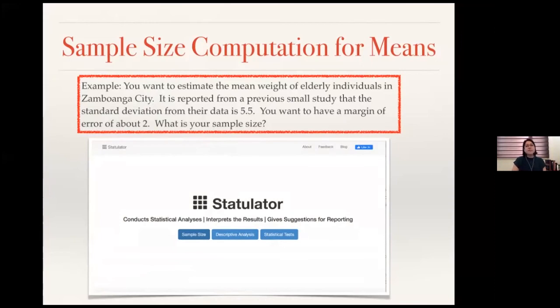So for example, you want to estimate the mean weight of elderly individuals in Zamboanga City. It is reported from a previous small study that the standard deviation from their data is 5.5. You want a margin of error of about 2. What is your sample size? So what is standard deviation?